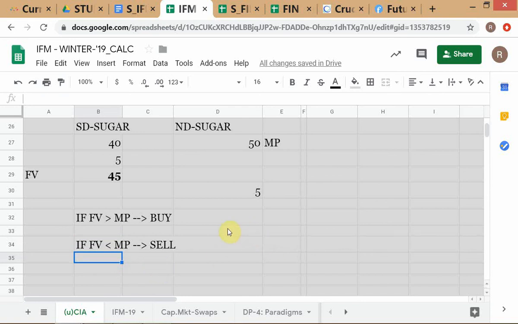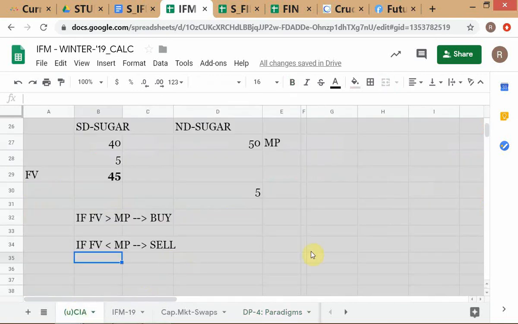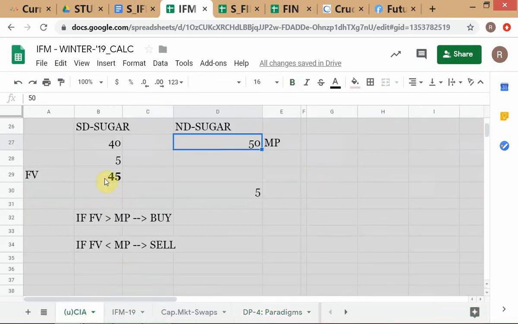That you're in this branch of the tree, so you're always going to apply this fair value versus market price comparison. Now we come back to our North Delhi sugar problem. Now we see that the market price of sugar is 50 rupees, and we belong to this branch of the tree because we believe that the market is rational, which means that price must eventually converge to fair value. And we do a fair value computation based on the identical grade of sugar price in South Delhi, we find it's 40 rupees and transport cost is 5 rupees.